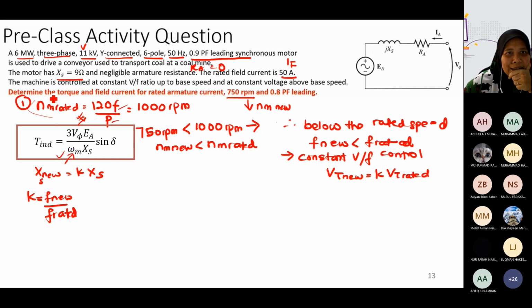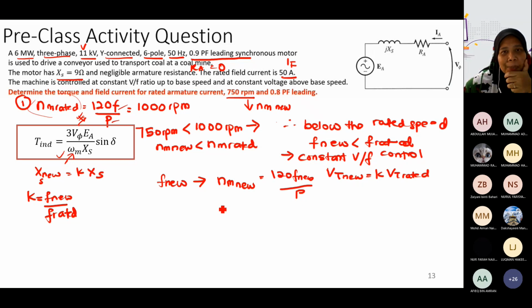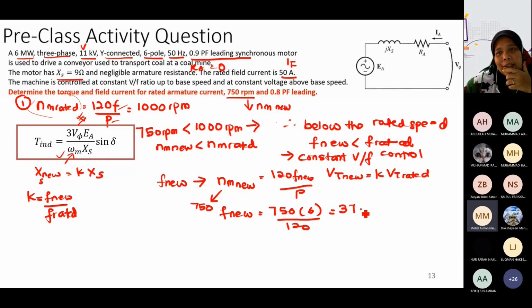So you can get your speed here. The speed is already 750. So F new you calculate by using this formula. Okay, N_M new equal to 120 F new over number of pole. This is easier than induction motor. Okay, therefore, what's your N_M new? 750. So your F new equal to 750 times 6 over 120. What do you get? 37.5 Hz. So this is your new frequency.